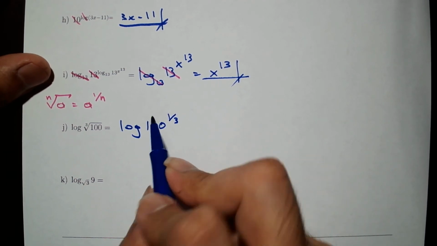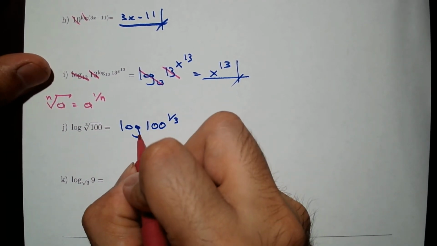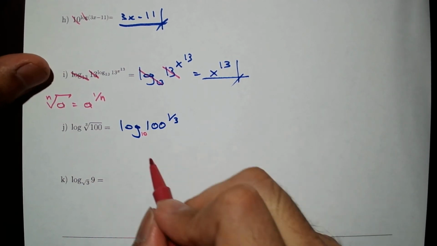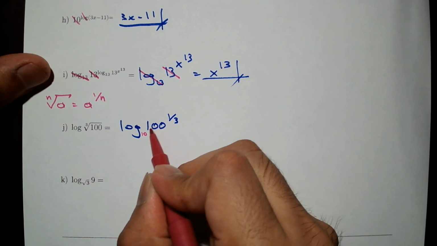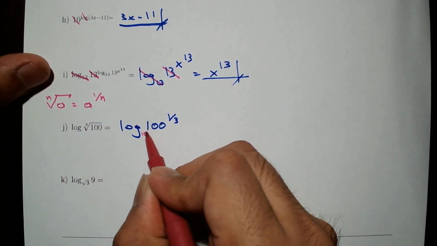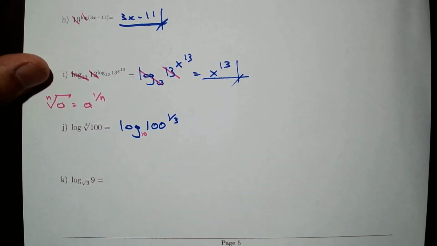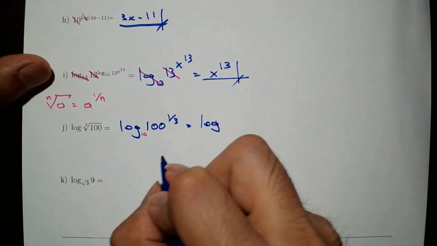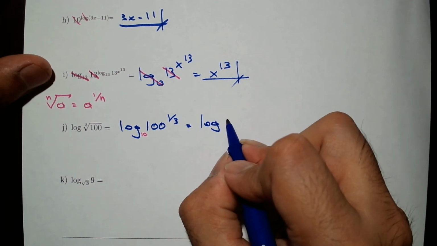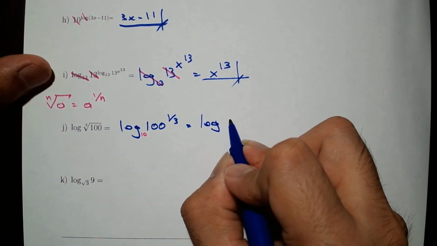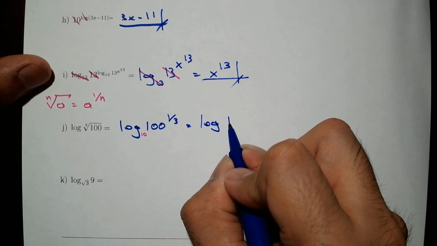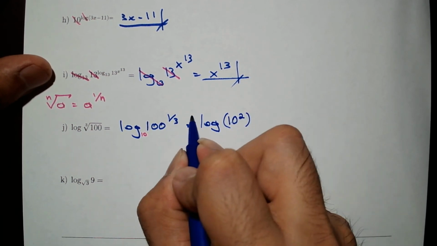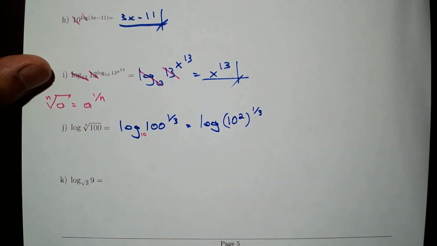Okay, so why not? I'm gonna write the invisible base, which is 10. The number 100 can be indeed written as a power of 10. That is log base 10. I'm not gonna write the 10 again. This is 10 squared. 10 squared is 100. But don't forget about this 1/3 over here.